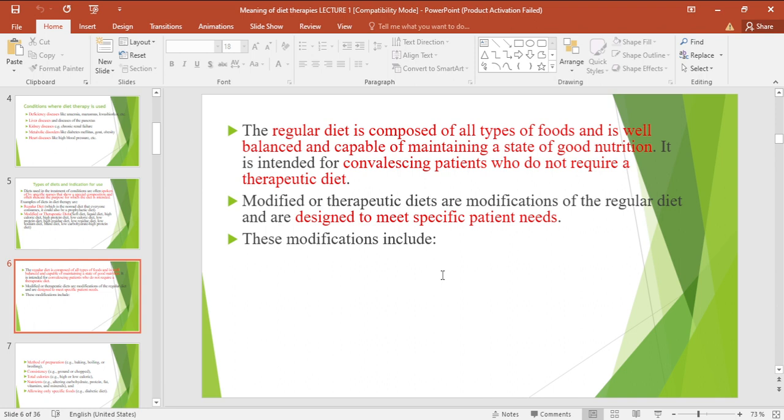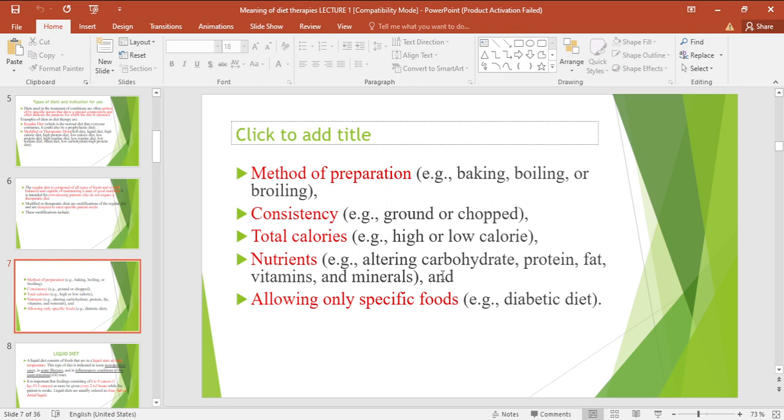The regular diet is basically composed of all the types of foods, and it is well balanced and capable of maintaining a state of good nutrition. It is intended for convalescing patients who do not require a therapeutic diet. And the modified diets are modifications of the regular diet and therefore are designed to meet specific patients' needs. Some of the modifications that we can make in diet therapy may include the method of preparation, for example, baking, boiling, or broiling. If you want to minimize the amount of oil in this food, then we are going to make sure that we boil this food or broil it so that we do not use a lot of oil.